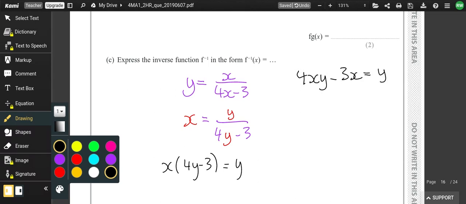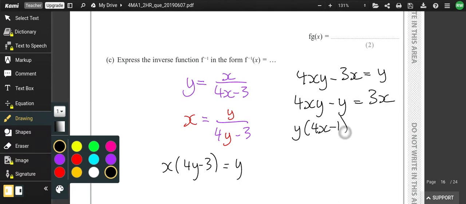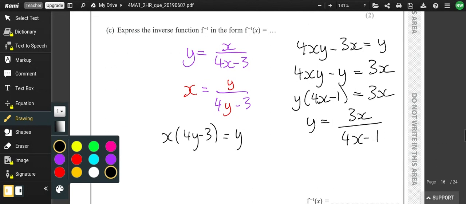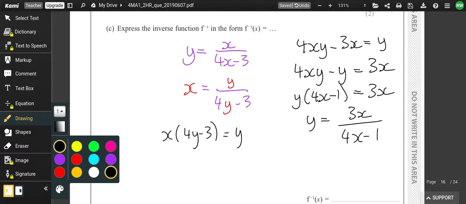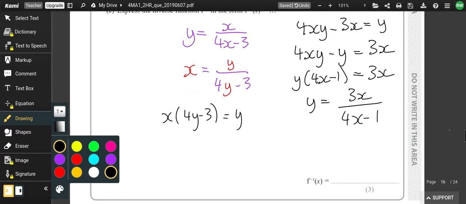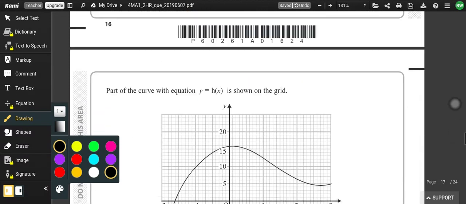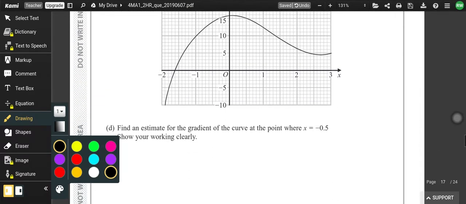We want to make y the subject, so we collect the y on the one side. We factor the y, just like we always do, and then we divide by that bracket. So y equals 3x over 4x minus 1. That is our inverse function. Okay, same steps as what we always do, guys. I think just when we replaced the x's with the y's, we only did it for half of them instead. That caused us some problems.